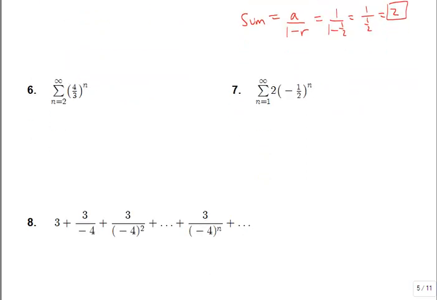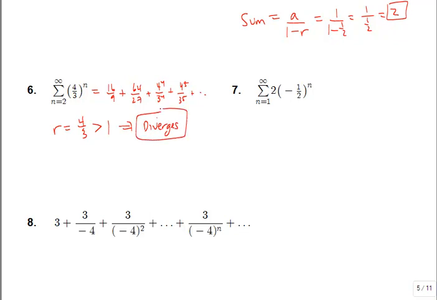The next one here, 4/3 to the n. Now this sum is actually starting at 2. So 4/3 squared is going to be 16/9, and then the next term would be 4 cubed over 3 cubed, so that's 64 over 27, and then 4 to the 4th over 3 to the 4th, 4 to the 5th over 3 to the 5th, etc. So each time we're multiplying by another 4/3. So my common ratio is 4/3. That is actually 1 1/3, so that means it's bigger than 1. So that tells me immediately that this sum must diverge because my ratio is too big.